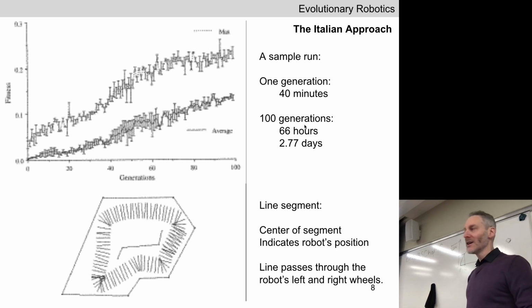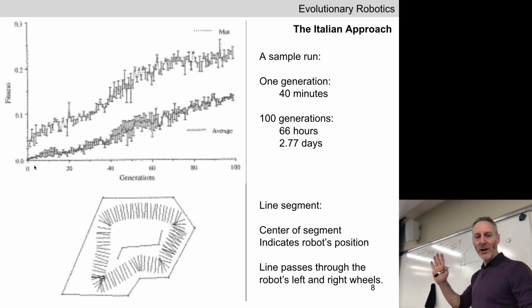Yeah? Okay. They sat there and did this for 66 hours, not all at once. They took a break, but it took them a total of a little less than 3 days to do one trial of an evolutionary algorithm, and they got this at the end of 3 days of effort.